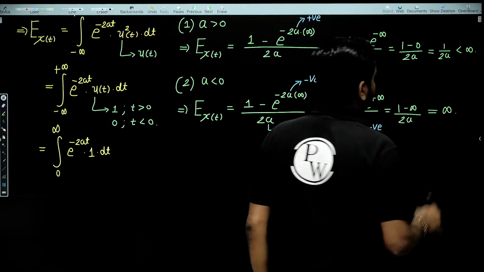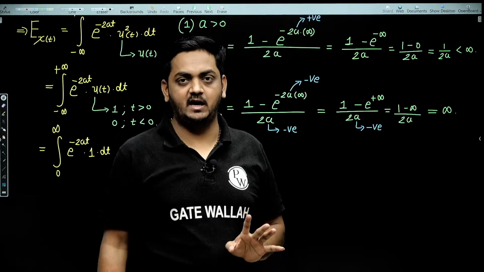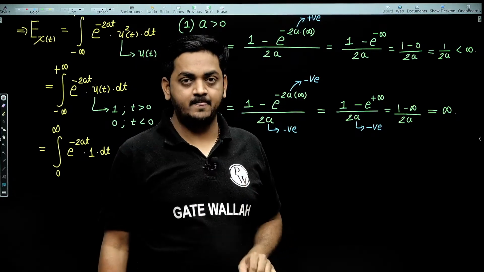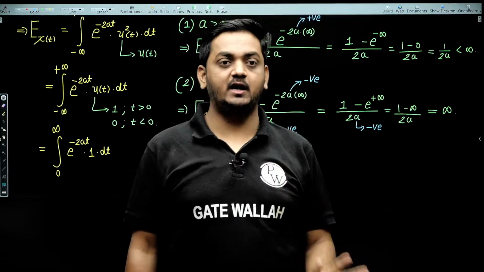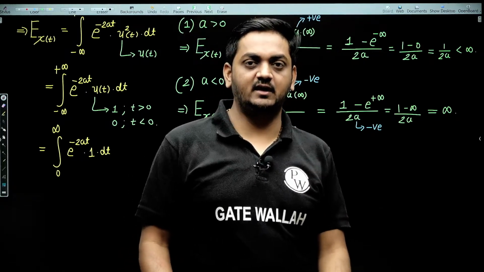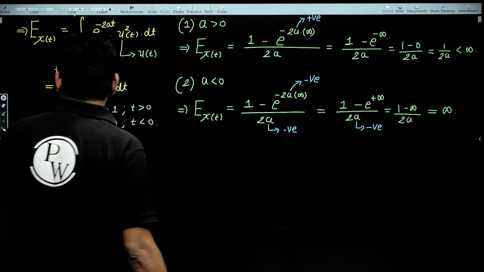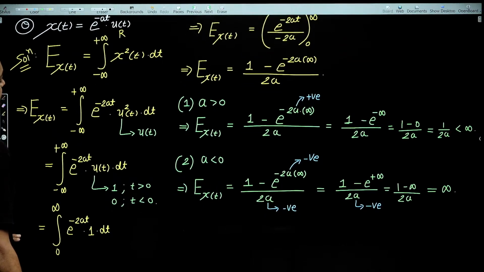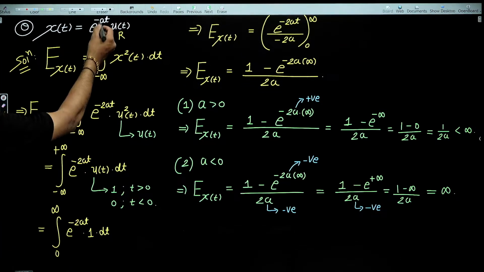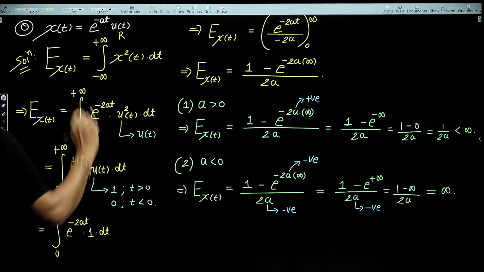So the conclusion is that energy can be finite or it can be infinite, but energy cannot be negative in any case. And you can see if a is negative, then it will be a right-sided increasing function, yes or no? If a is positive, it is a right-sided decreasing function; if a is negative, it is a right-sided increasing function.